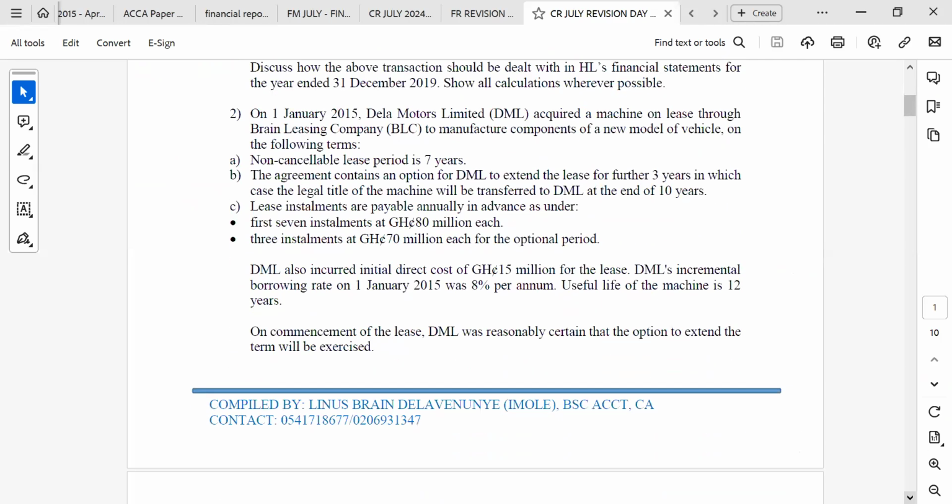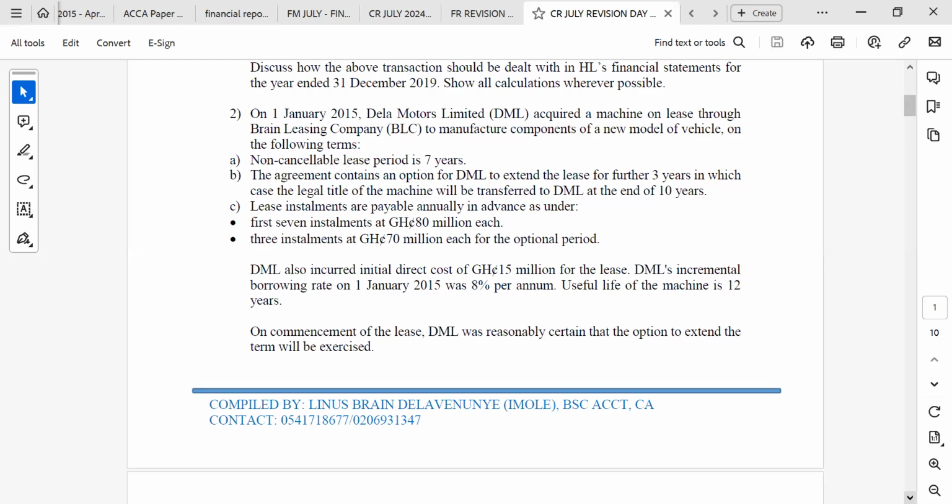Okay. I hope we don't have any other issues relating to that. Let's take question number 2, which is a reassessment of lease liability. Question 2. On 1st January 2015, Dela Motors Limited acquired a machine on lease through Drain Leasing Company to manufacture components of a new model of vehicle on the following terms.